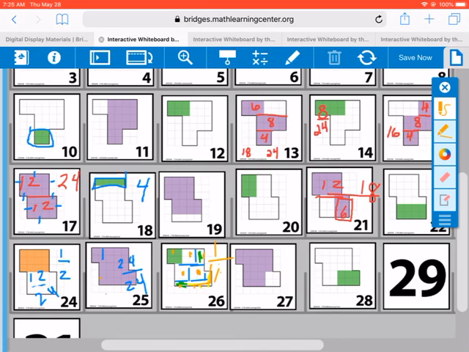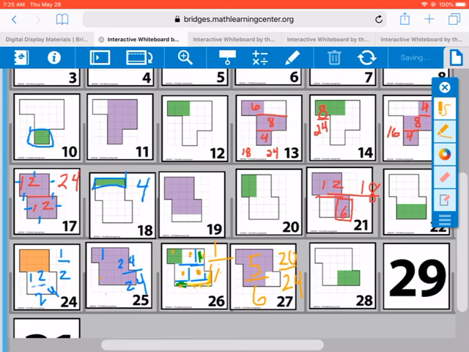So this one has 20 out of 24 sections. And so actually, if we were to do the same thing to this one, we would see that it was 5/6 colored in.